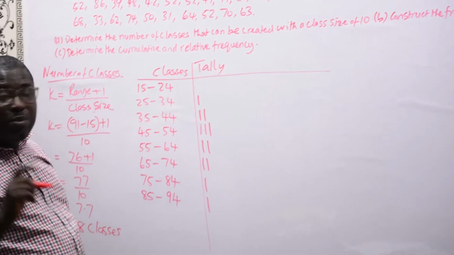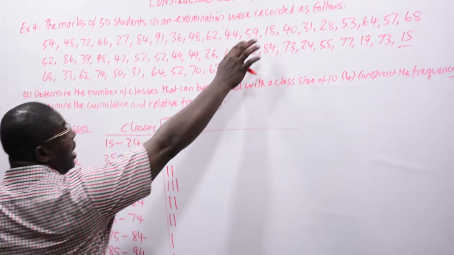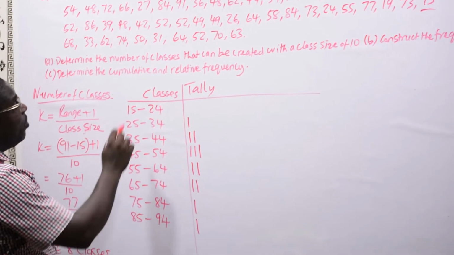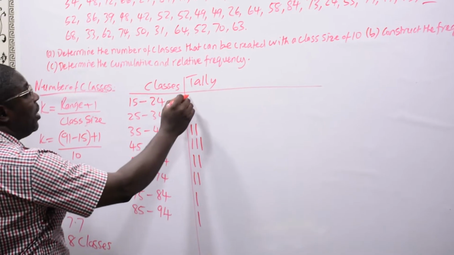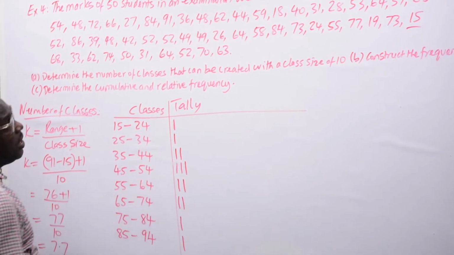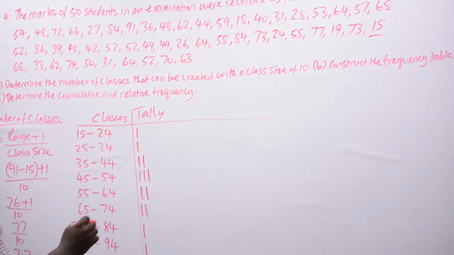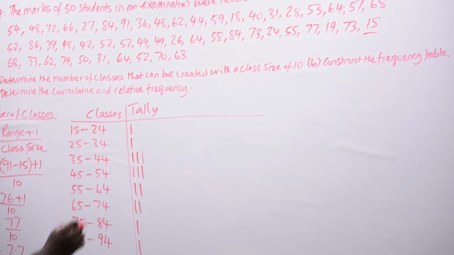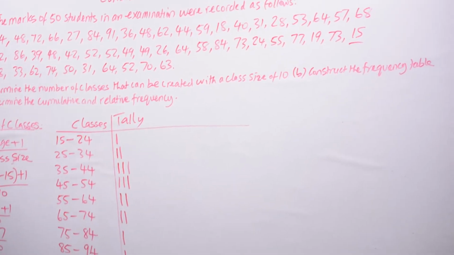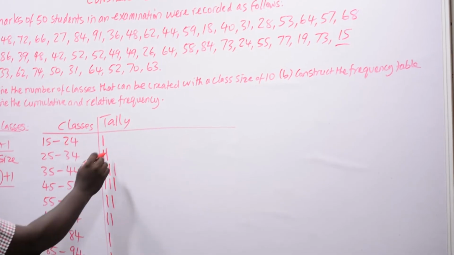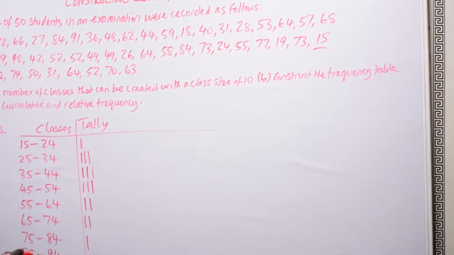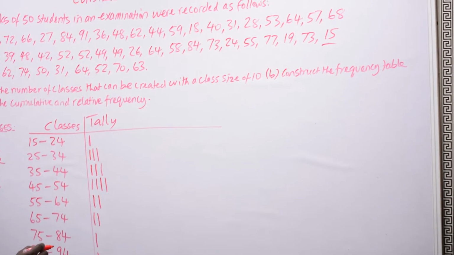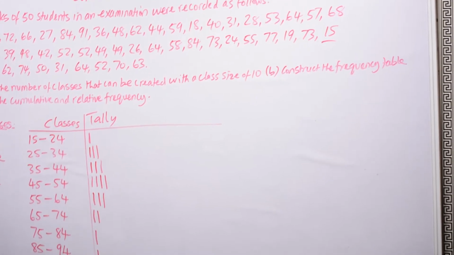Alright, where did we stop? We stopped at 59. So we're now going to place 18. For what we've done so far, 18 will be in this class. Then 40 will be in this class. Then 31 will be in this class. 28 will be in this class still. 53 will be in this class. Then 64 will be in this class.